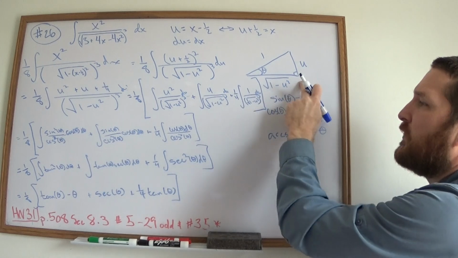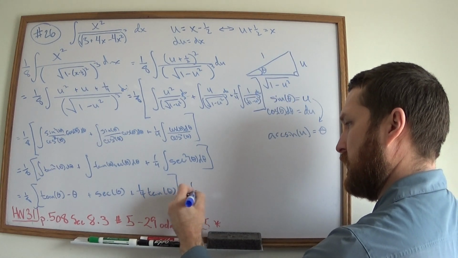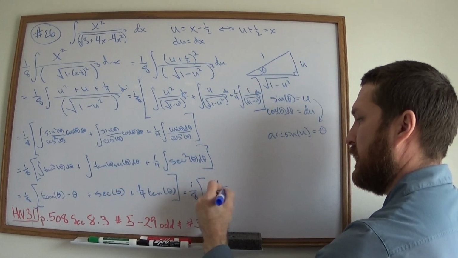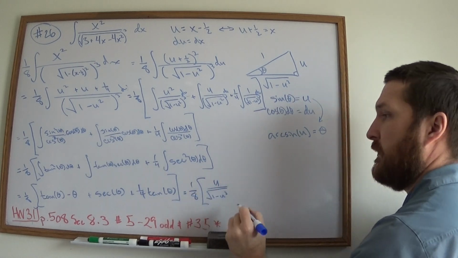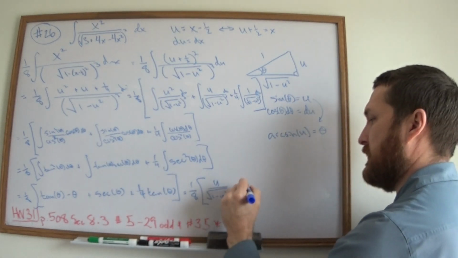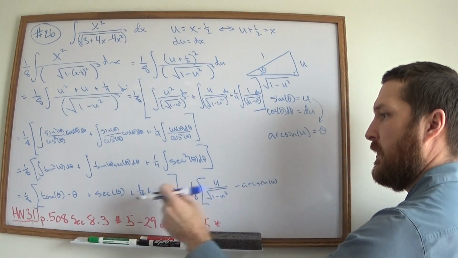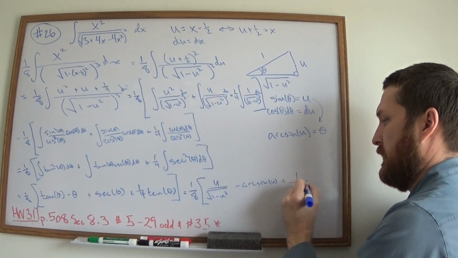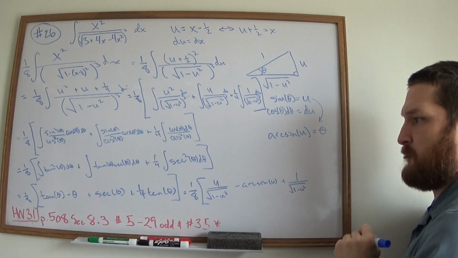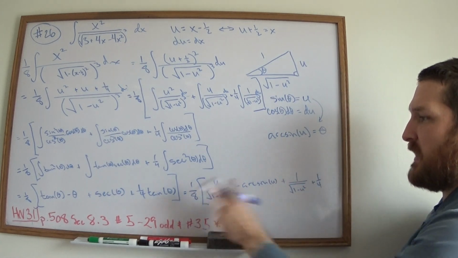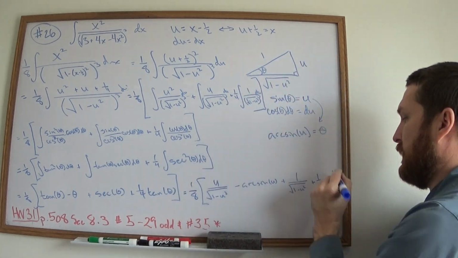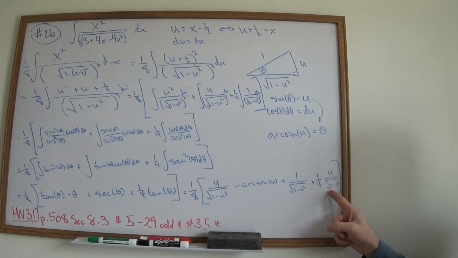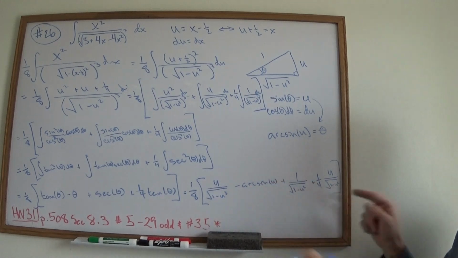Tangent is u over root 1 minus u squared. Okay, so this is 1/8. Tangent of theta is u over root 1 minus u squared. Minus theta is arc sine u. Plus secant. Secant is 1 over root 1 minus u squared. Plus 1/4 tangent is u over root 1 minus u squared, plus a constant. We have 1/4 of these plus 1 of those. Those are 5/4 of those.